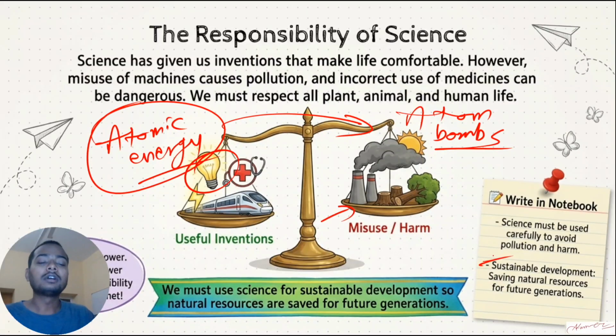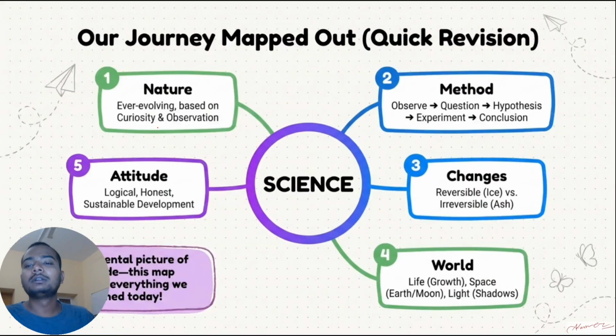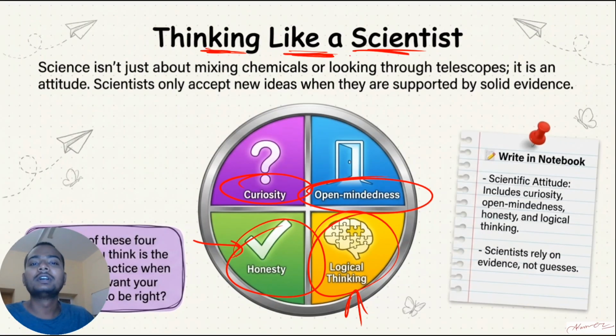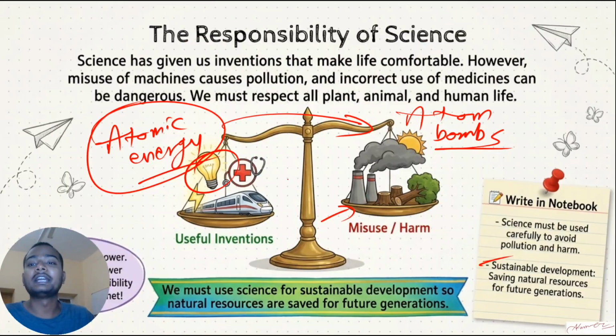So there comes the concept of sustainable development. Sustainable development means you make development, but keeping in mind the future generation. You use the resources wisely. Okay, that's it for this chapter. In this chapter, we discussed the nature of science, what the scientific methods are, and what scientific attitude is. This one, what we were talking about, is scientific attitude. Thinking like a scientist is called a scientific attitude.